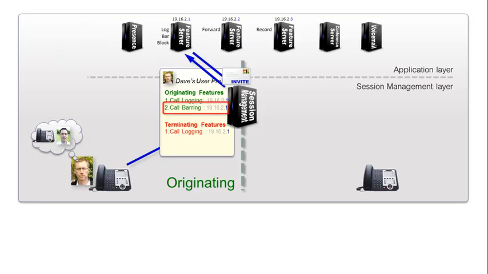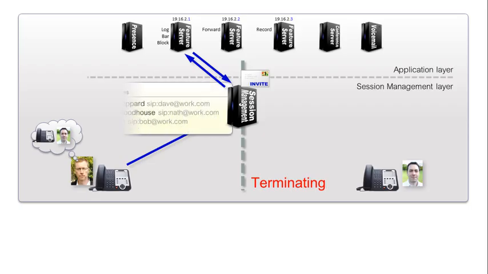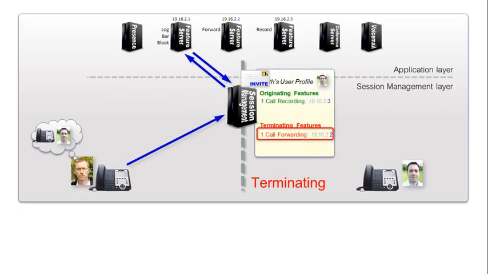Having no more originating features, it switches to terminating mode to consider the callee. Receiving the request, the call forwarding server applies the feature, checking if call forwarding is enabled.